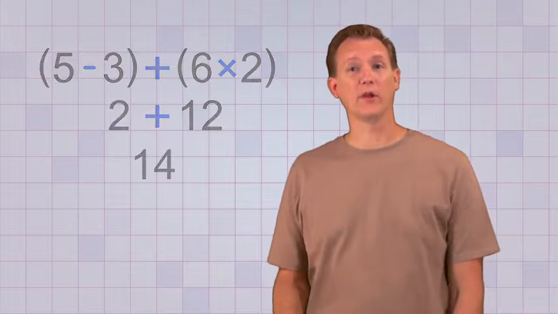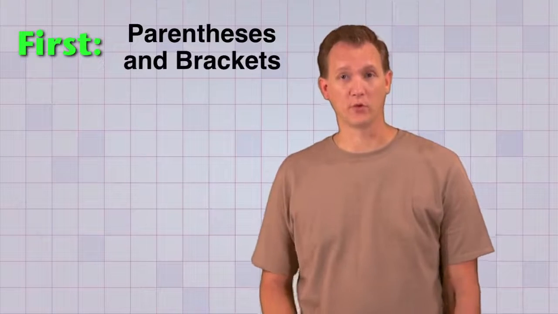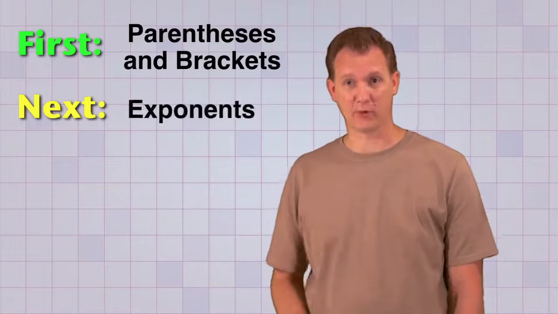Okay, now that we know that we always do operations in parentheses or brackets first, let's take a closer look at the second rule that says the next thing we do is exponents.